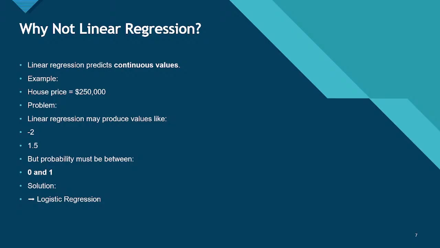Now imagine we try to use linear regression for a classification problem, predicting whether a patient has a disease. In classification, we want the output to represent a probability, which must always lie between 0 and 1. But linear regression does not restrict its output range. It may produce values like -2 or 1.5.